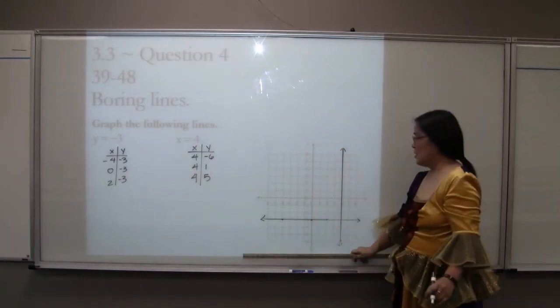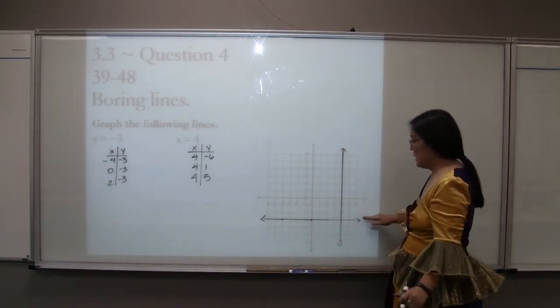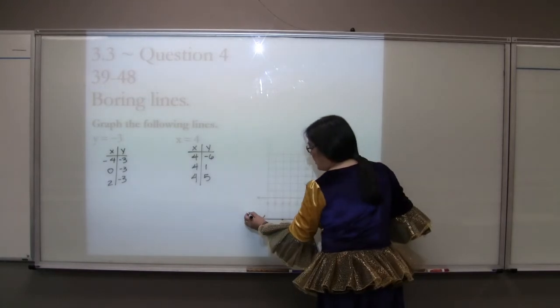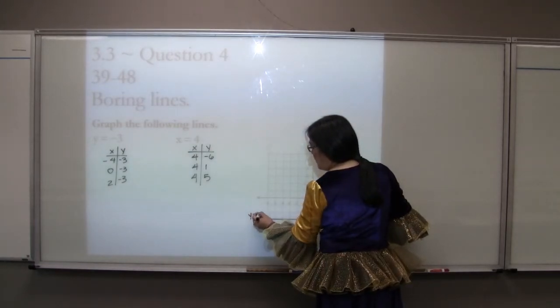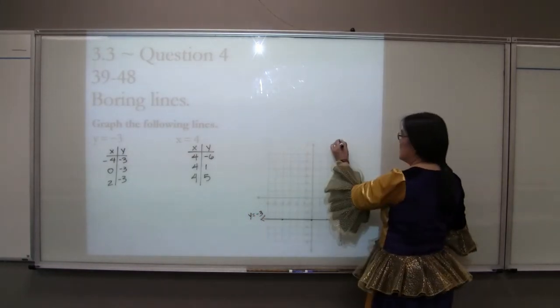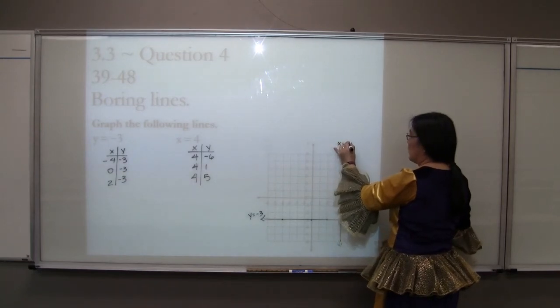Slightly past the edges, arrows at both ends. So this is the line y = -3. Since I have 2 on the same graph, I'm going to label this one as y = -3 and this one as x = 4.